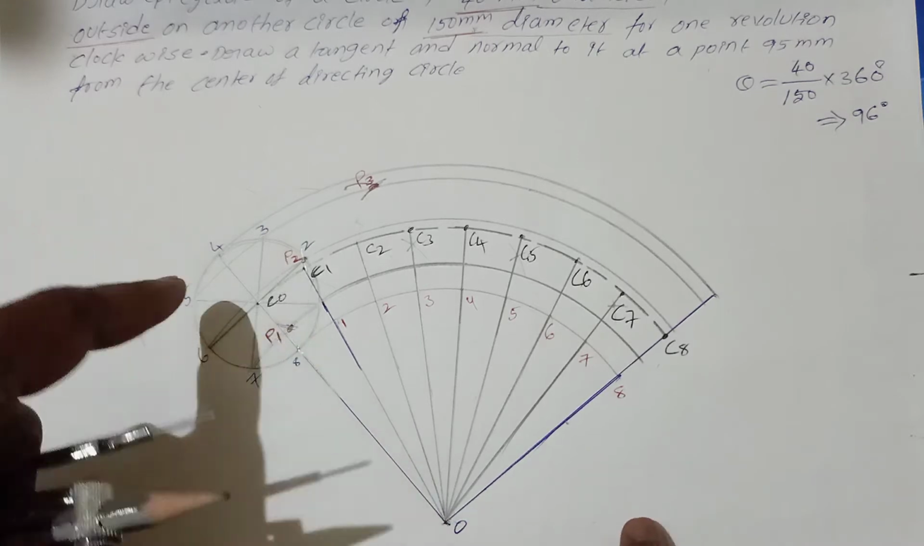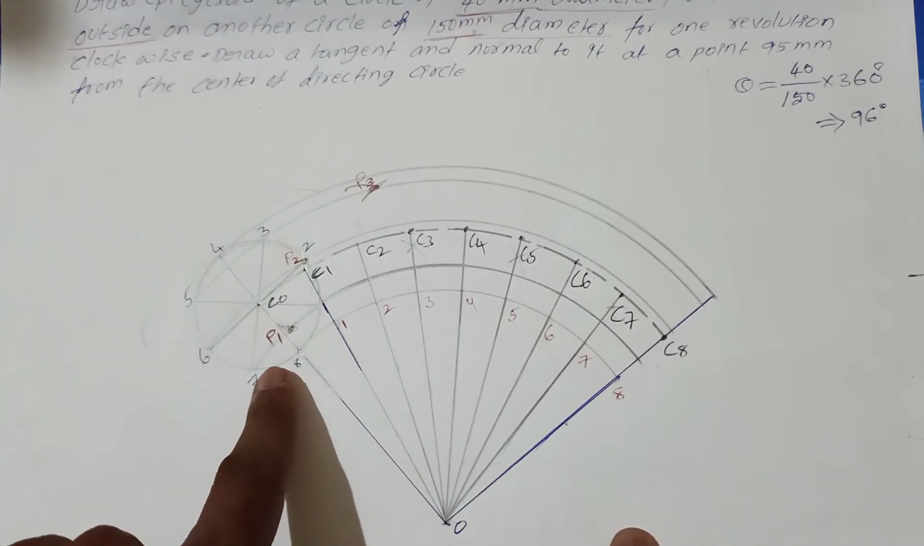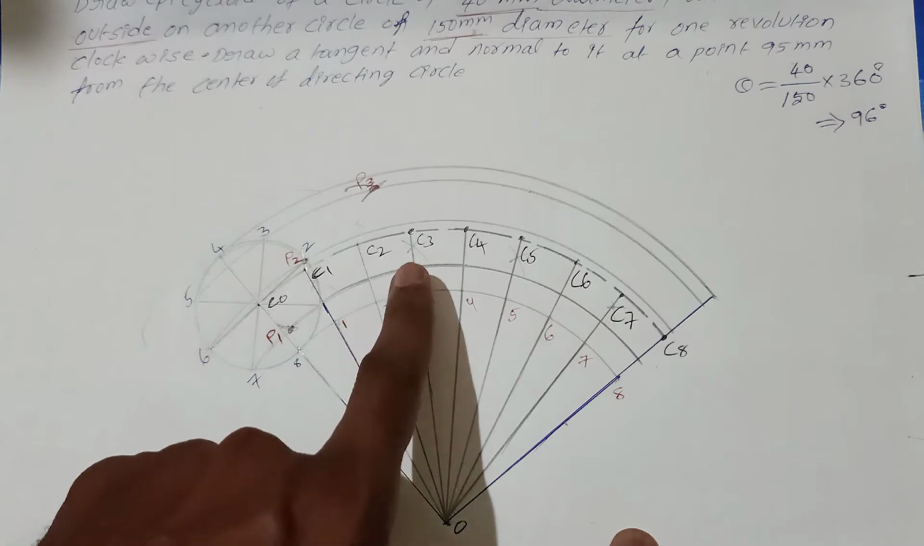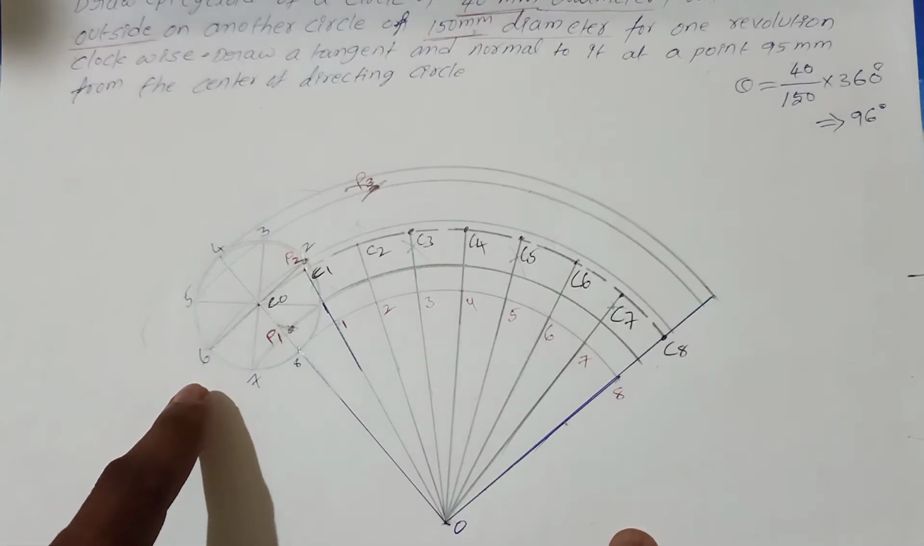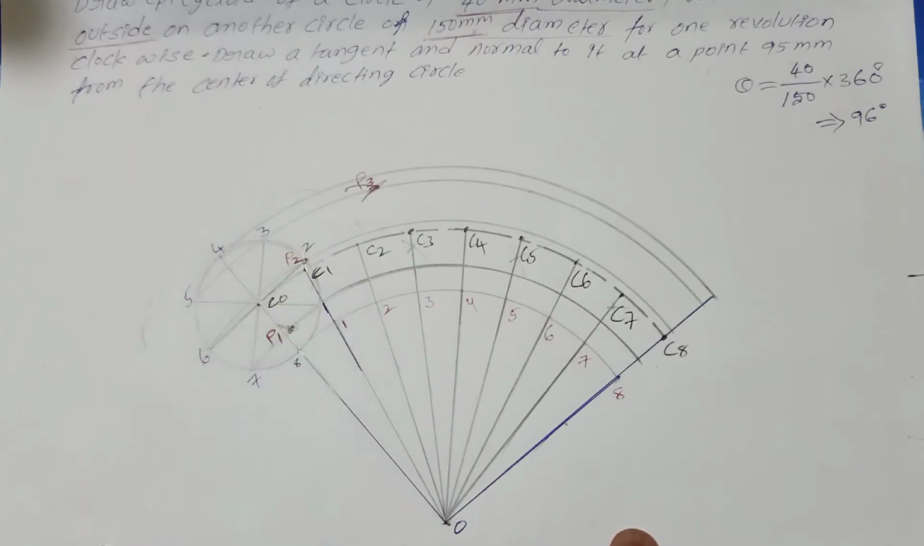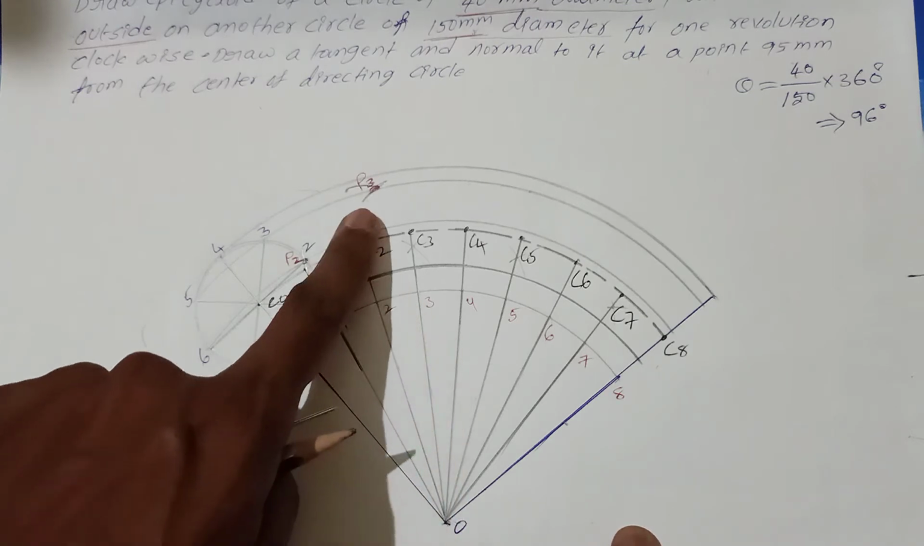So from C1, cut the first curve. First curve means the curve which is passing through 1. From C2, cut the second curve. Second curve means the curve passing through 2. From C3, cut the third curve.